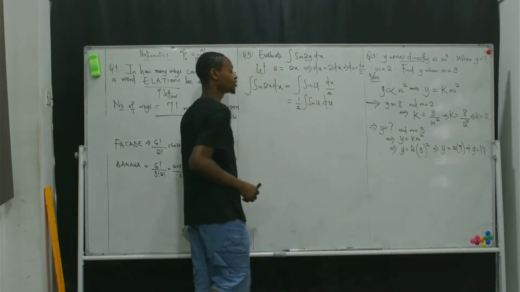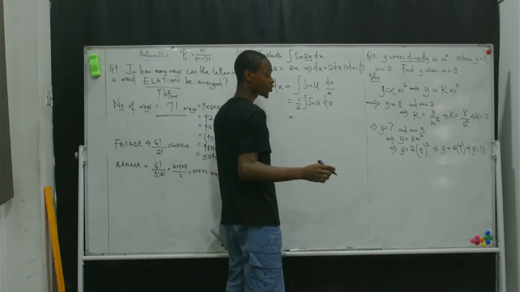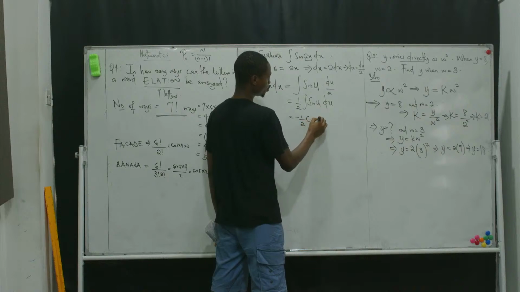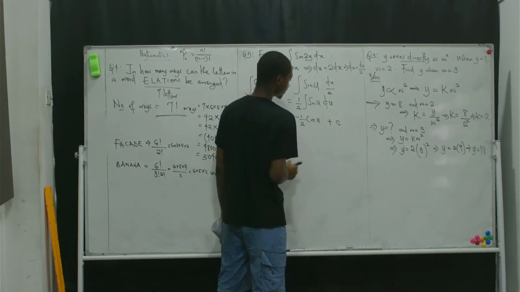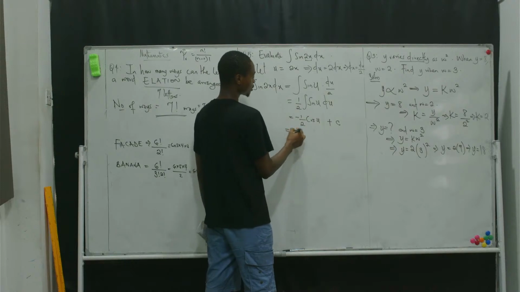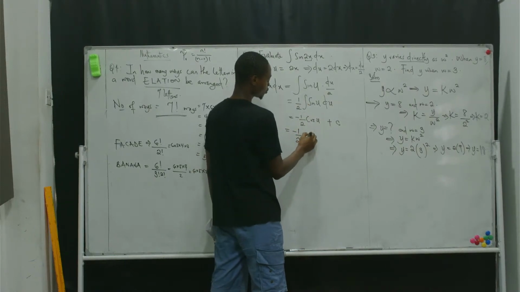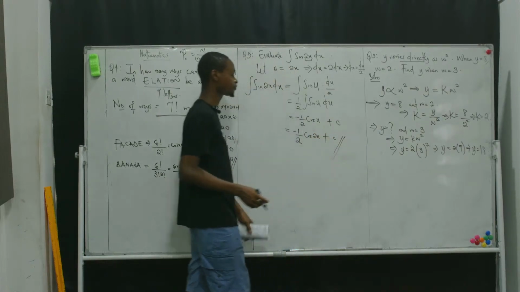But the integral of sine u is a standard integral that is going to give me minus cos u. So that will be minus 1 over 2 cos u, and then plus c, right? So in this case, don't forget that my u is 2x. So that's like saying minus 1 over 2 cos 2x plus c. And that will be all.